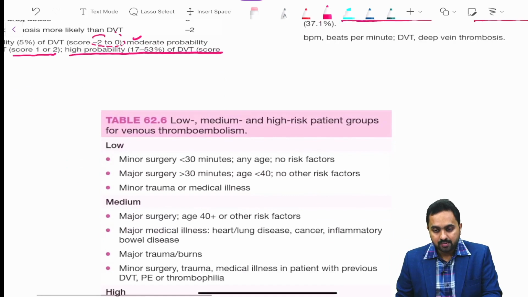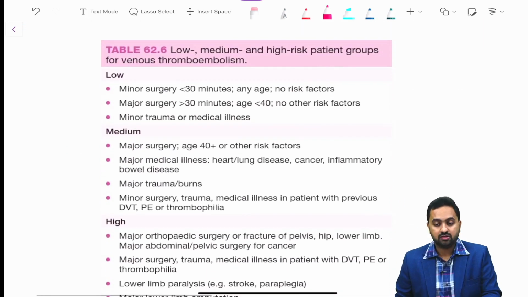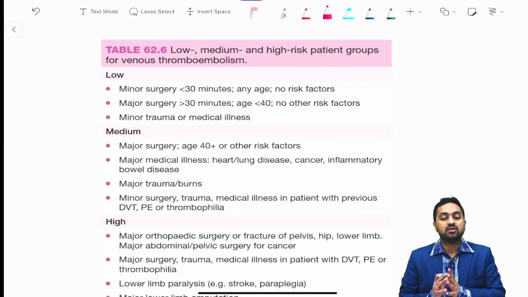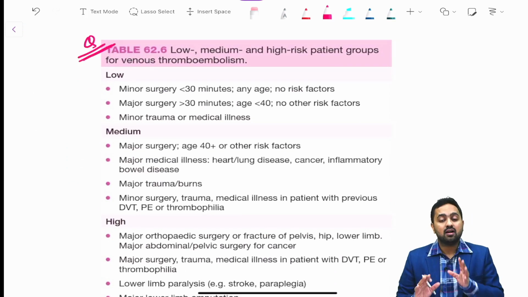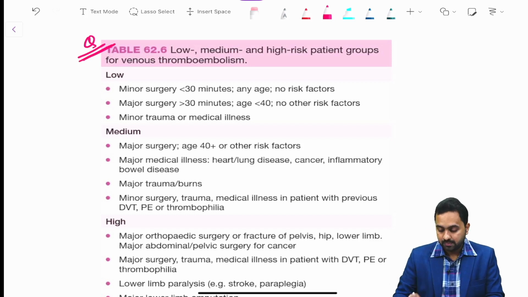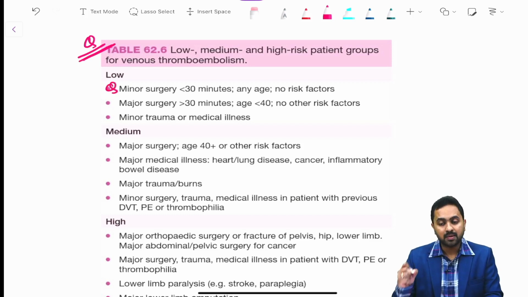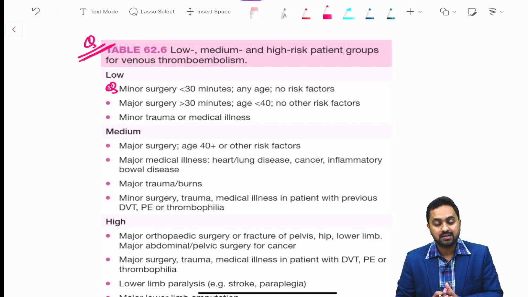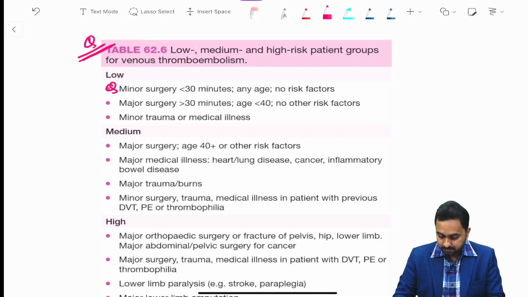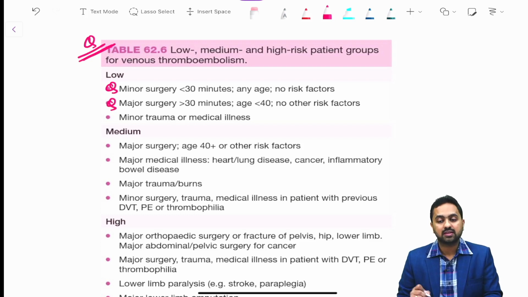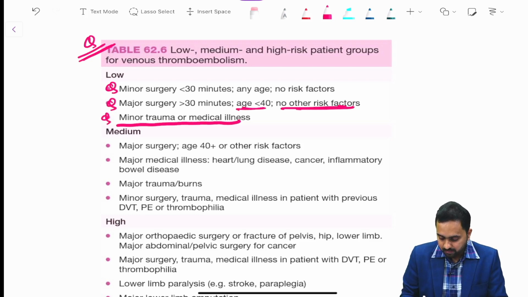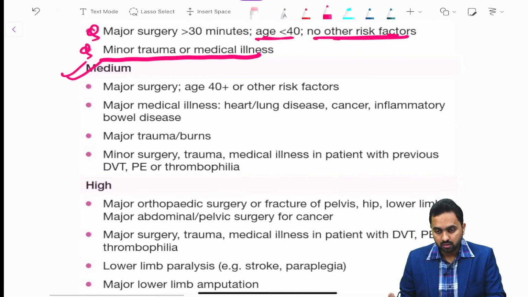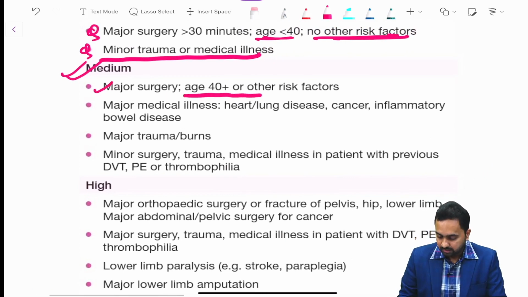Now, there is another important table which is regarding your low, medium, high risk patient groups for venous thromboembolism. Invariably questions are asked from this table. So, what is your low risk? Your low risk includes minor injury, minor surgery less than 30 minutes, any age and no risk factors, major surgery for more than 30 minutes, age less than 40 and no other risk factors, and minor trauma or medical illness.